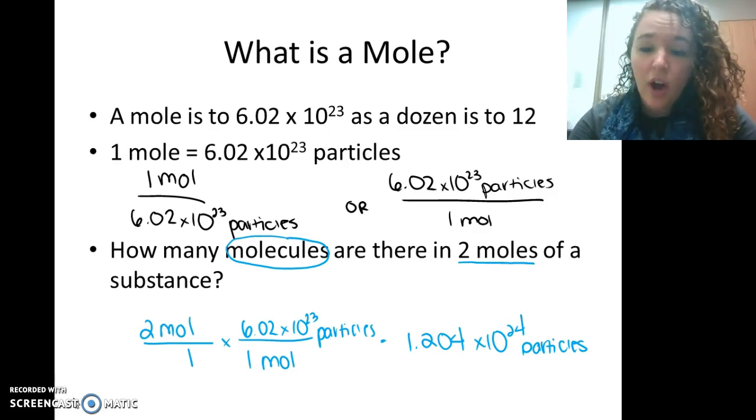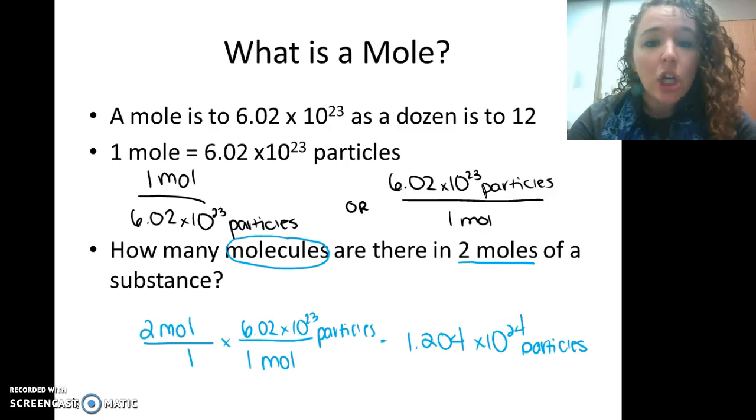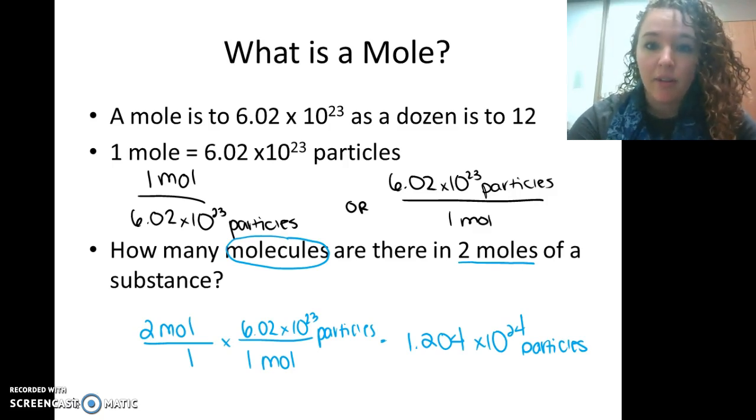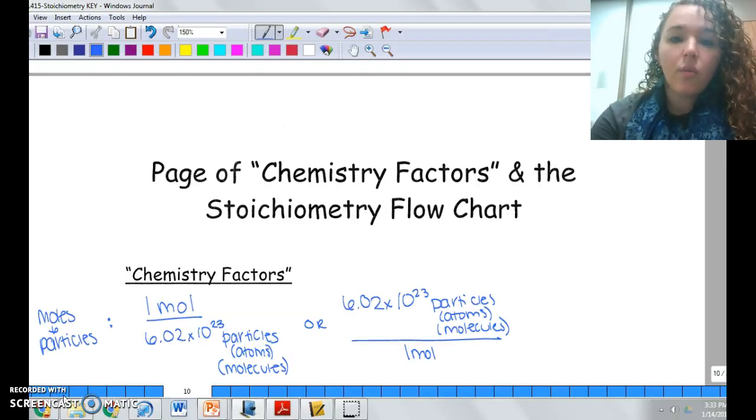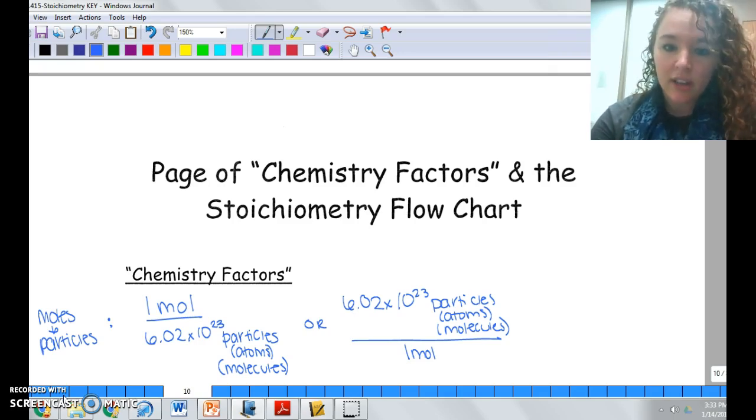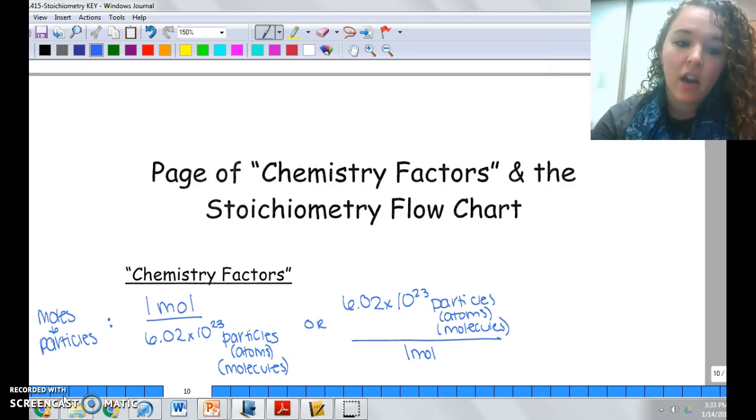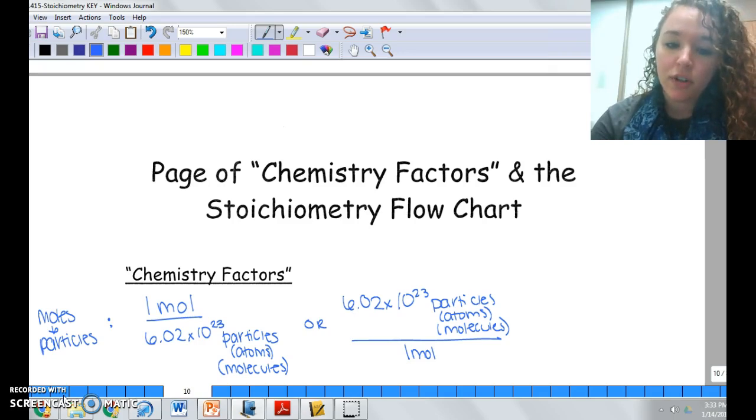At this point, you can go ahead and take out your packet and turn to page 10. We're going to take a look at that for a moment and do a couple of little notes. So what we just talked about was how the mole relates to number of particles. And this would be one of our chemistry factors. So similar to what you just saw on the last slide, I'd like you to copy down on page 10 in your packet the moles and particles conversion factors.